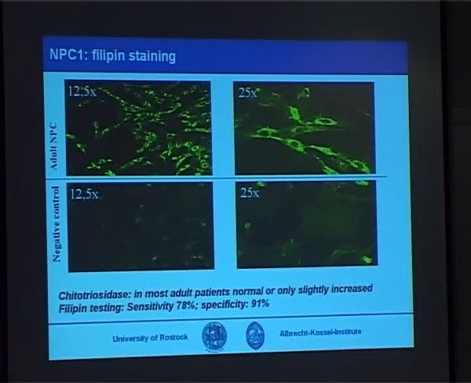And even in our hands, and at least I hope so, I think we are doing the Philippine test on a high quality standard. Nevertheless, we have only a sensitivity less than 80% and a specificity of about 90%.